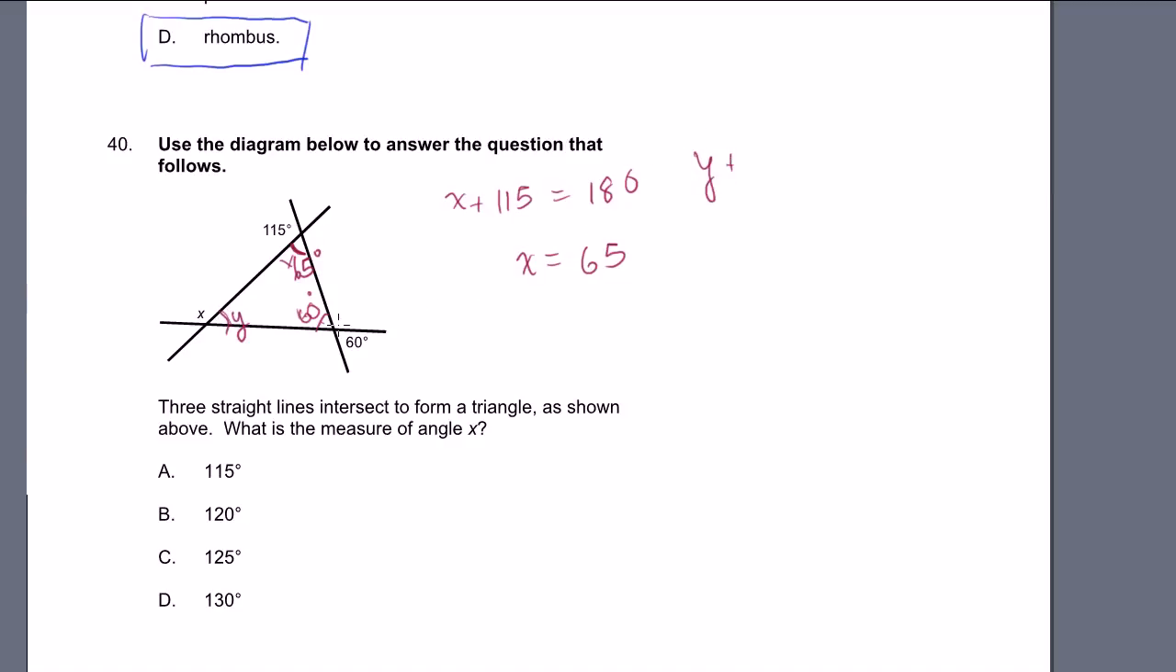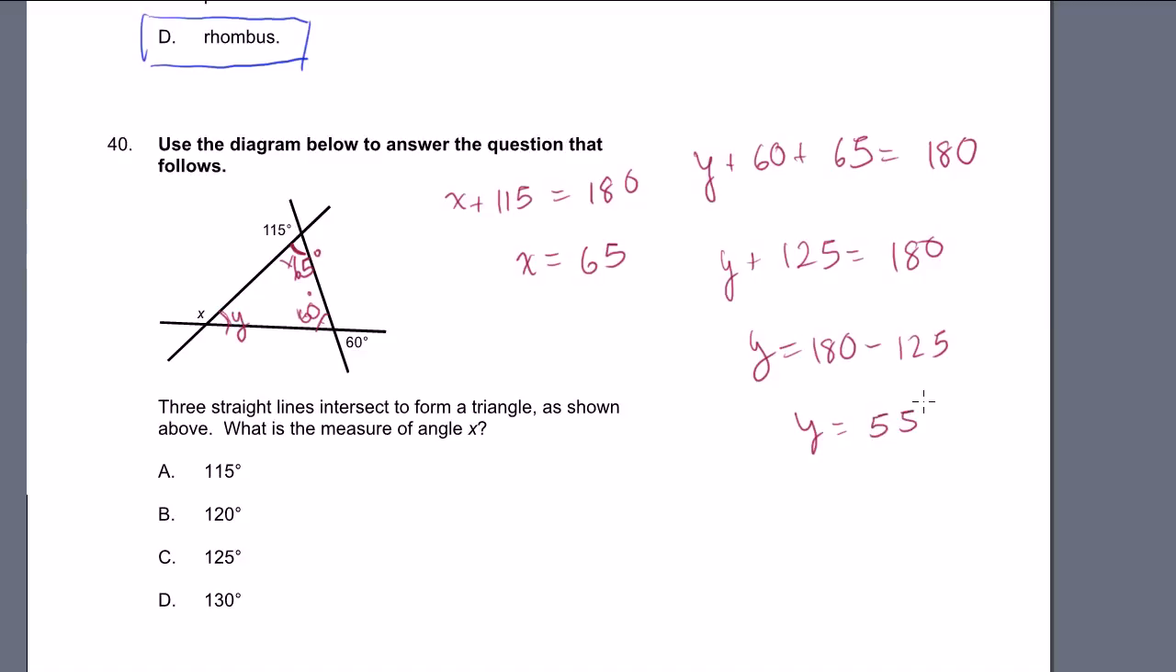y plus 60 plus 65 has to be equal to 180 because they form a triangle. The angles in a triangle add up to 180. So y plus, add these two together, 125 is equal to 180. y is equal to 180 minus 125. See, 80 minus 25 is what? 55. So y is equal to 55 degrees. We're not quite done. y is equal to 55 degrees.